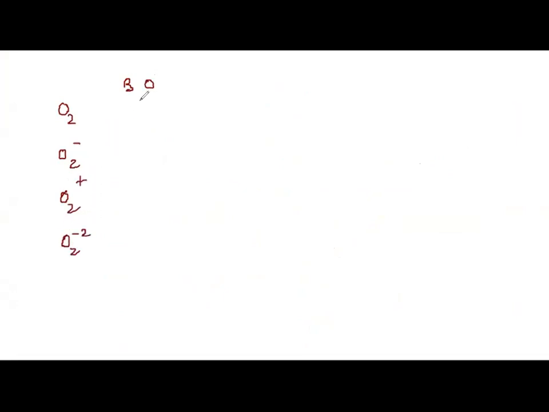So we have seen what is the bond order in O2. It is 2. Then O2 minus, it is 1.5. What is the bond order in O2 plus? We have seen it is 2.5. O2 minus 2, it is 1. Correct? O2 minus 2, it is 1.